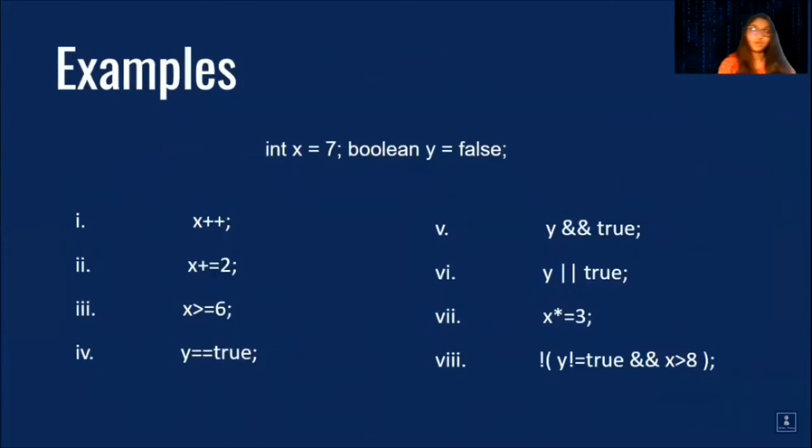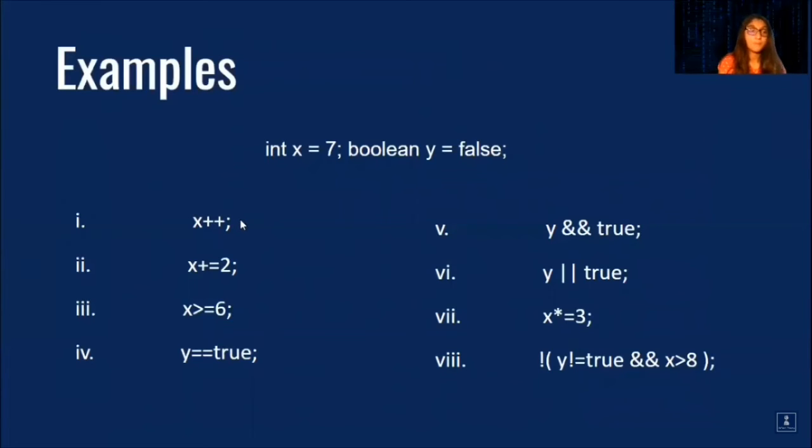On this slide here, we have 8 examples of using operators. For the purposes of this exercise, we will consider the initial values of the int variable x to be 7 and the Boolean variable y to be false. Feel free to pause the video right here and work these out on your own, as we will be going over the answers next.